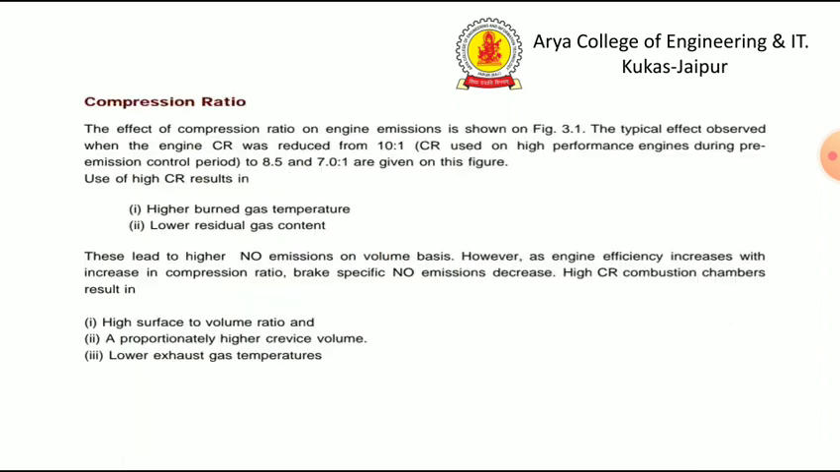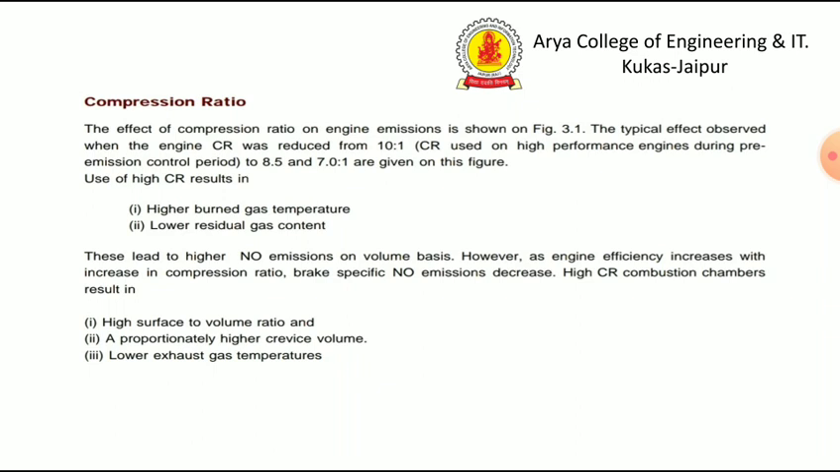First of all, we will discuss compression ratio. The effect of compression ratio was observed when the engine compression ratio was reduced from 10:1 to 8.5 and 7:1. By the use of a high compression ratio, it results in high burn gas temperature and lower residual gas content. This leads to higher NO emissions on a volume basis. However, engine efficiency increases with increase in compression ratio, so brake specific NO emission decreases.